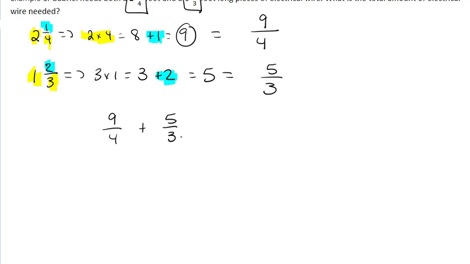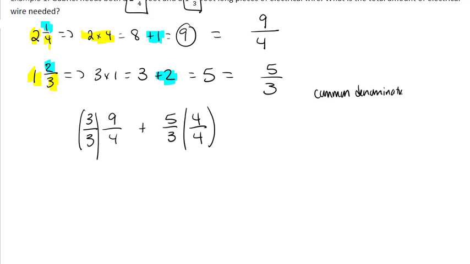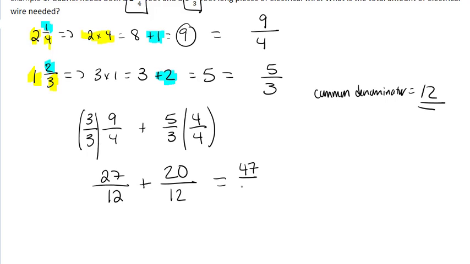Now the one thing we can't do though is add until we get the same denominator. So we will multiply this 5/3 by 4 over 4, and this 9 over 4 by 3 over 3. This will get us to our common denominator of 12. So now we can go 3 times 9 is 27, which is over 12, plus 5 times 4 is 20, which is over 12. And so when we add these two together, we get 47 over 12.